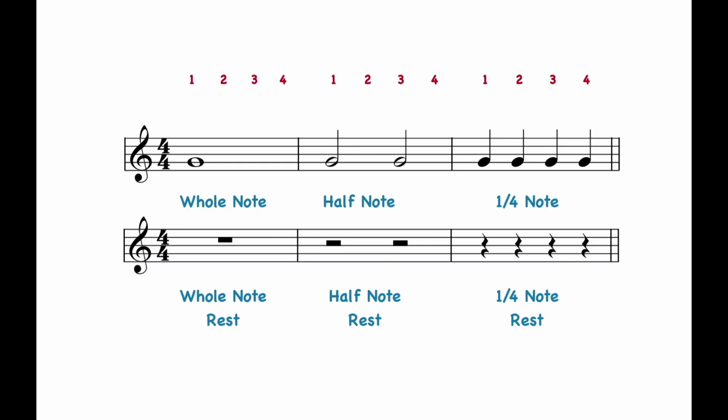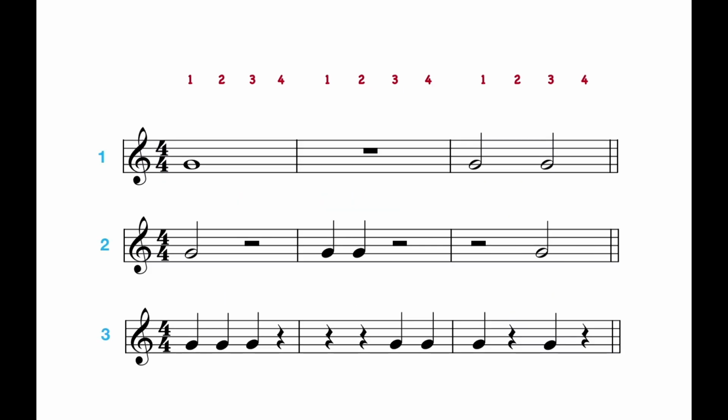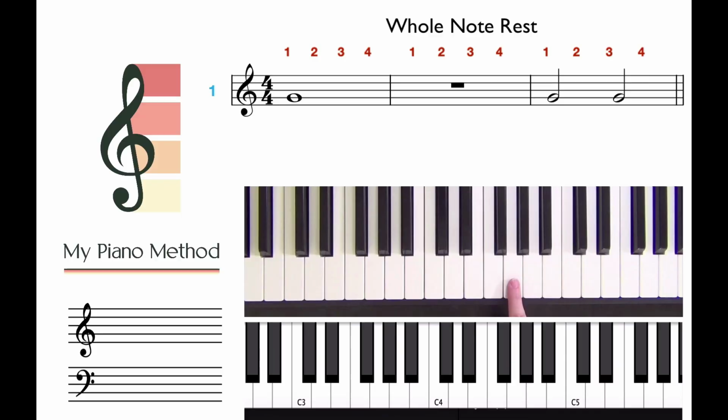I'm going to put them onto the stave as they would look in sheet music. So I've written 3 lines of music here. Line 1 is using the whole note rest, which is worth 4 beats. Line 2 is using the half note rest, worth 2 beats. And the bottom line, line 3, is using the quarter note rest, which is worth 1 beat. So what I want you to do is pause the video, give line 1 a go, and then come back and I'll play it as it should sound.